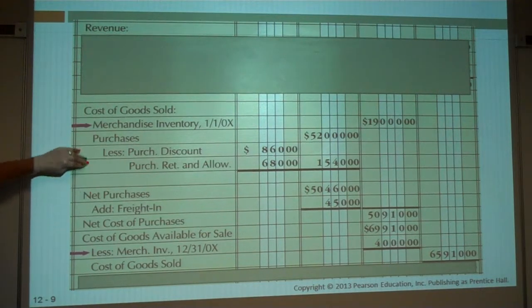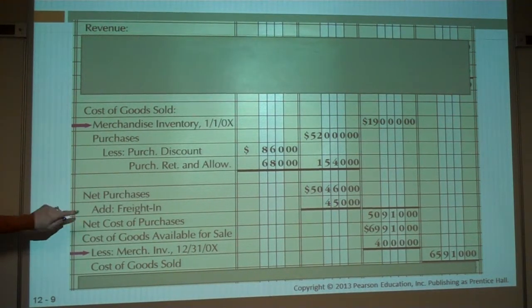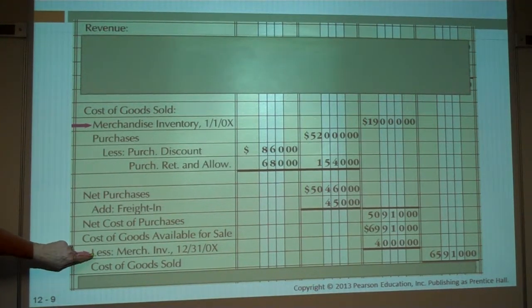Here's the next section, the cost of goods sold. Beginning merchandise inventory, plus this is our calculation for the purchases to come up with our net purchases. Add our freight in if we have it. We may not on all of them. Gives us our net cost of purchases. Cost of goods available for sale. What numbers are we taking? Merchandise inventory and our net cost of purchases. Right, here's our ending merchandise inventory. Gives us our cost of goods that were sold.